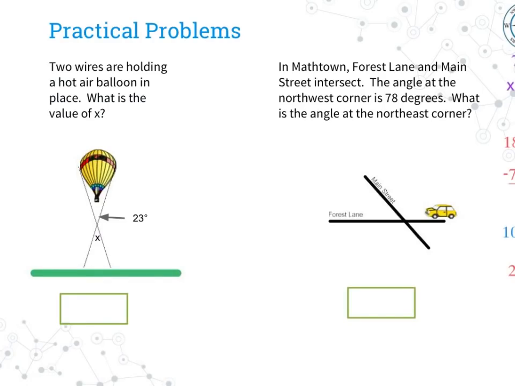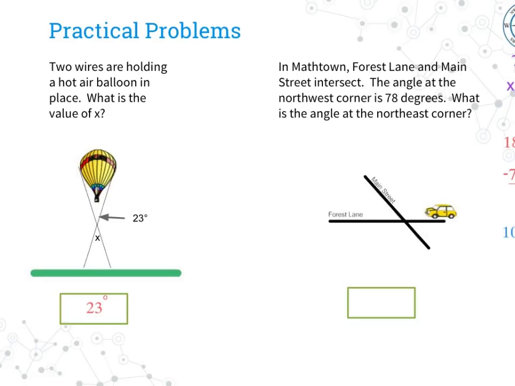So let's take a look at some practical problems. Where can we use these angles in word problems, more or less? The first one says, two wires are holding a hot air balloon in place. What is the value of x? Notice that the hot air balloon, they made two angles that intersect. So I know when two angles intersect, you're going to have vertical angles that are going to be equal. So if one angle is 23 degrees, the other angle is going to be 23 degrees. That's pretty easy. However, let's take a look at the next one.